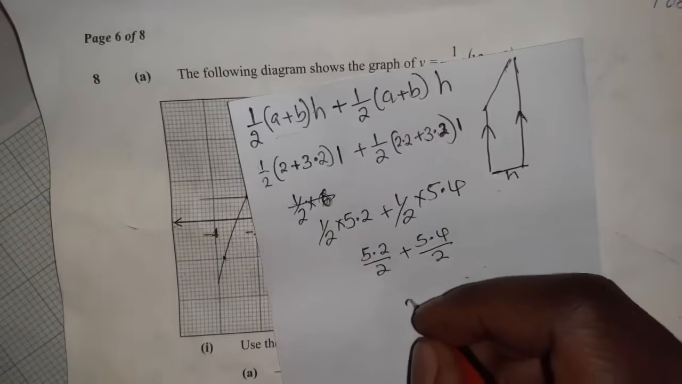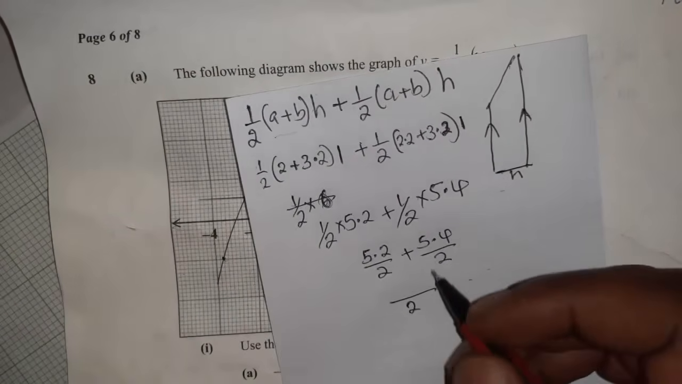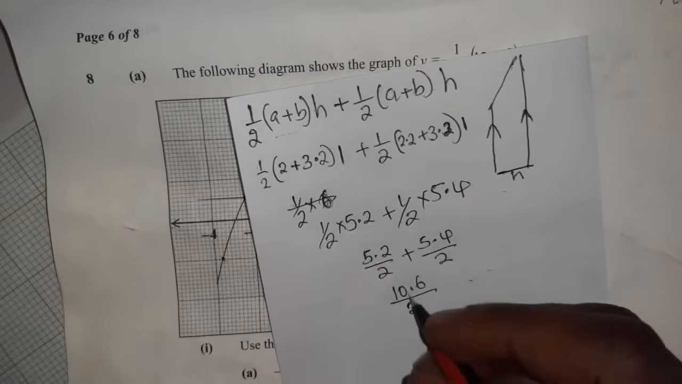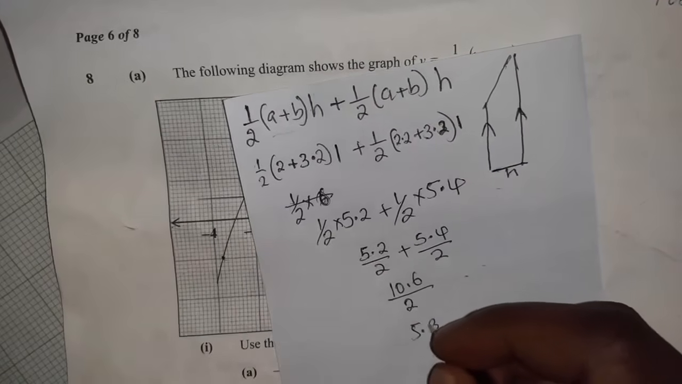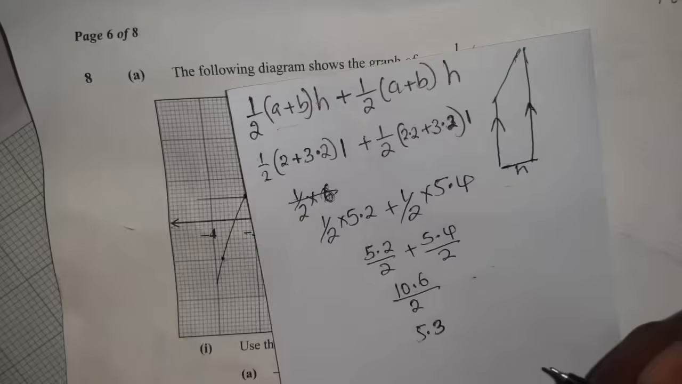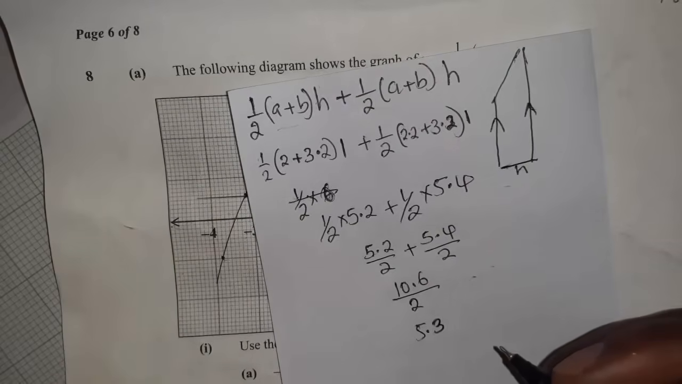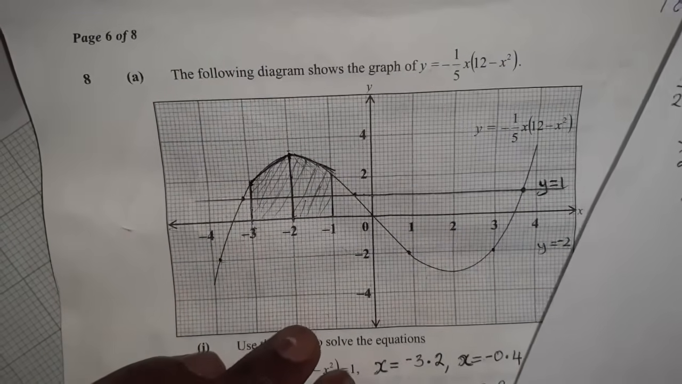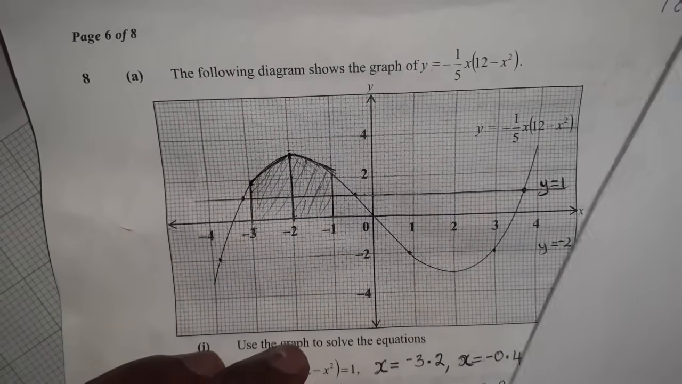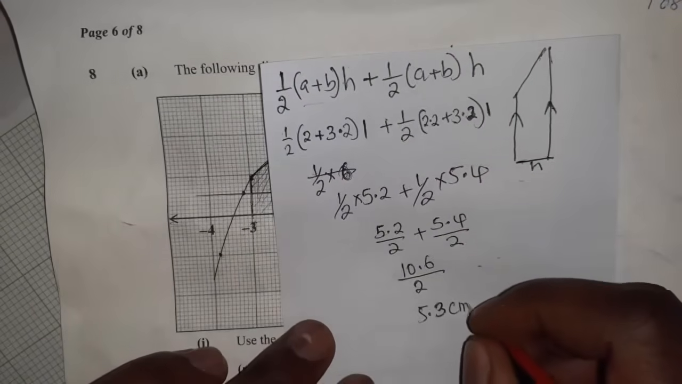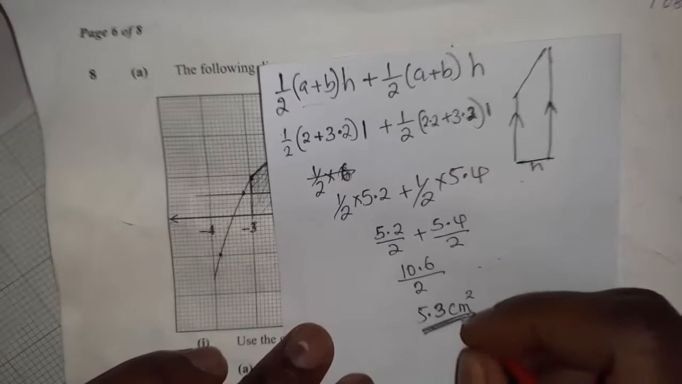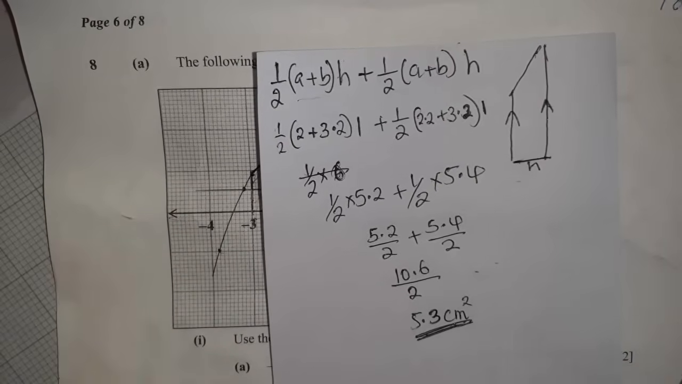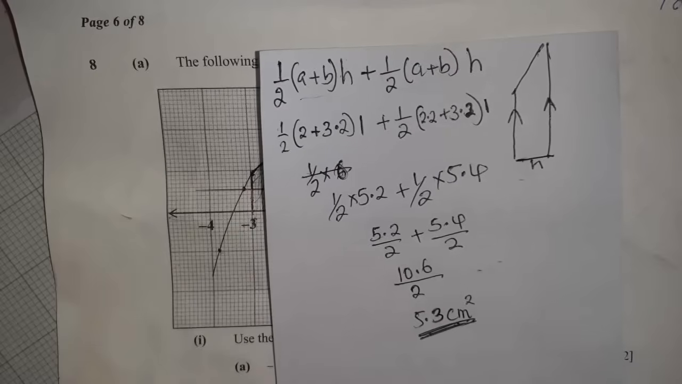We continue. So this is going to be 2. When you add this and that, what do you get? This is going to be 10.6. So when we divide here, what do we get? 5.3 is our area. Let's say centimeters squared. Okay, so this is what we are getting here for area. So let's see the next one.